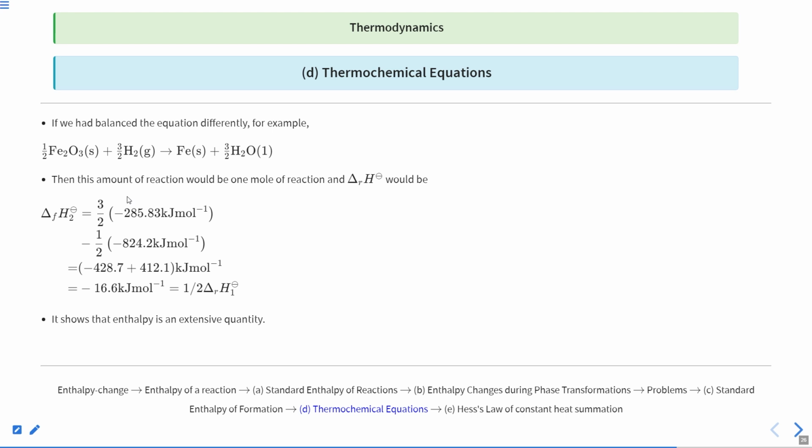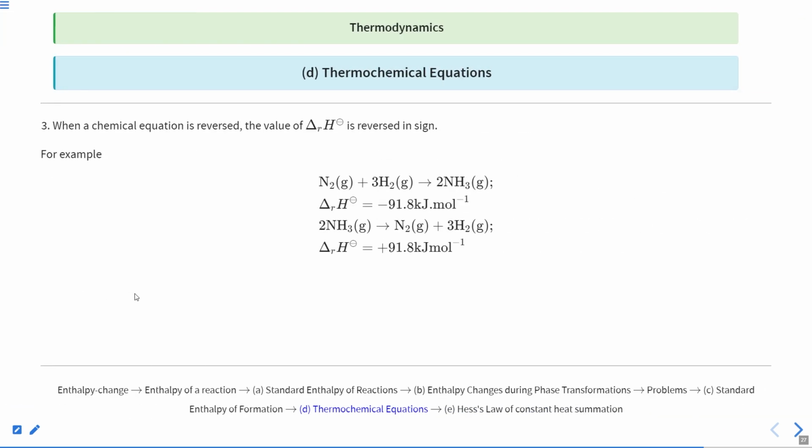Why have we done it? To ensure that the enthalpy change is an extensive quantity, because if we are just dividing the reaction by 2, we are getting the enthalpy change as half. Next, these are the properties of the thermochemical equation.